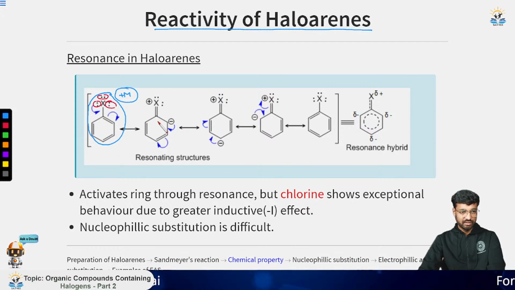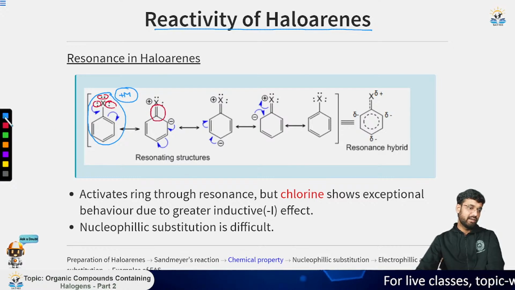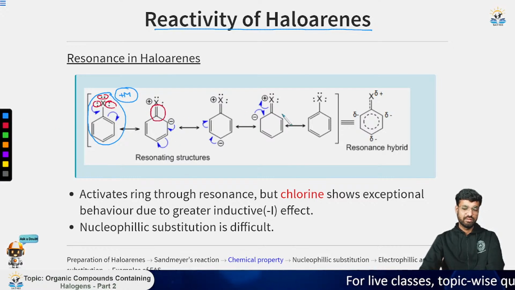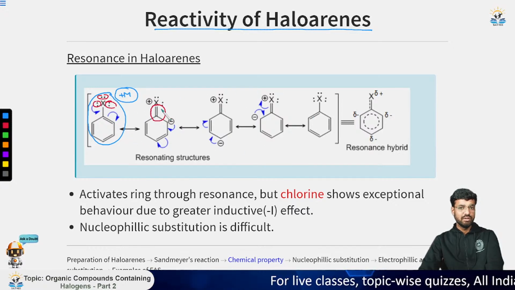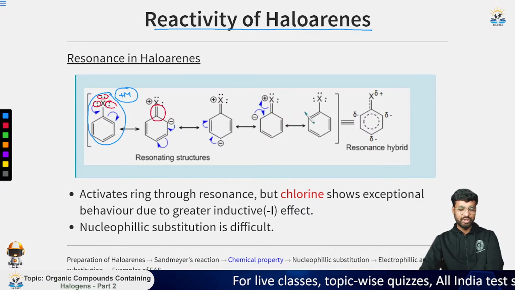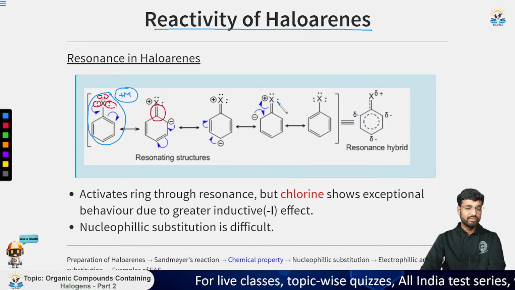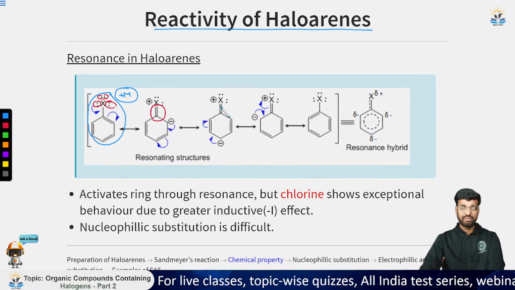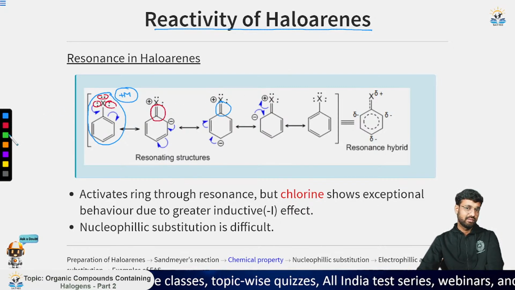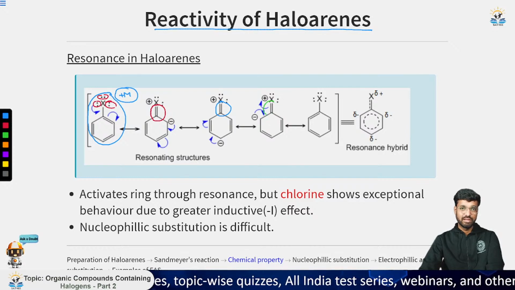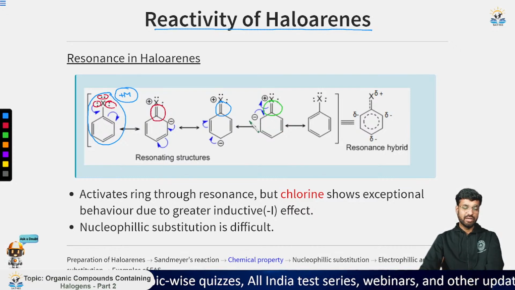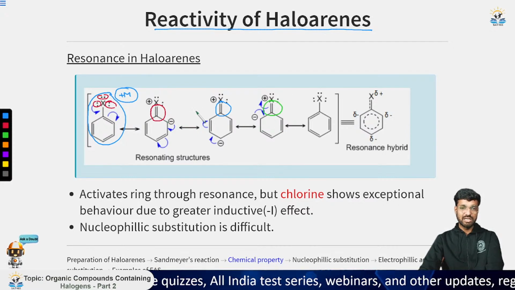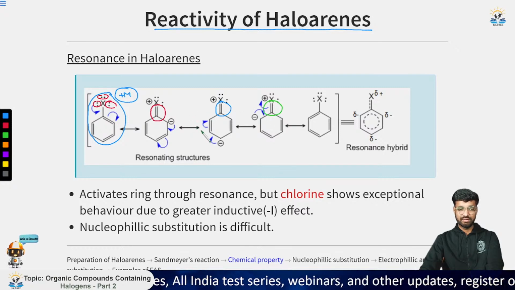Due to this resonance, we get a partial double bond character between C and X. You can see that out of these resonance structures, 1, 2, 3, 4, 5, three of them have a C double bond X. This one has a C double bond X, and this one also has a C double bond X. So due to resonance, there is a partial double bond character between C and X.